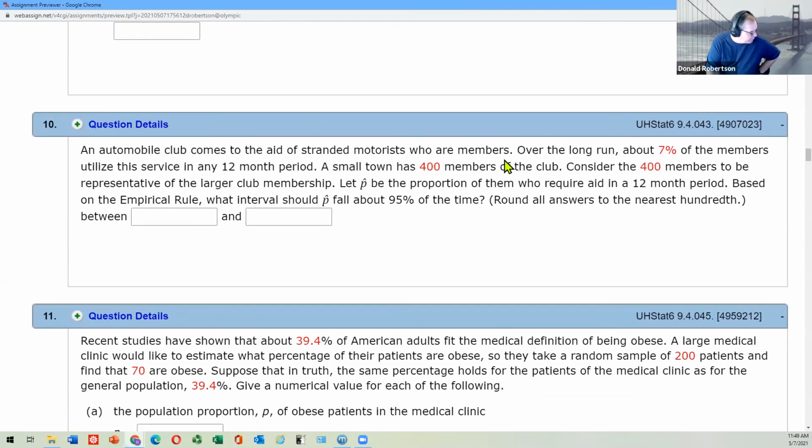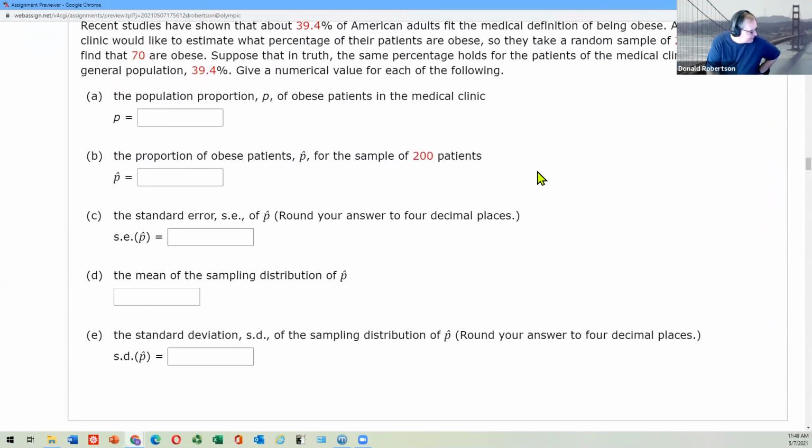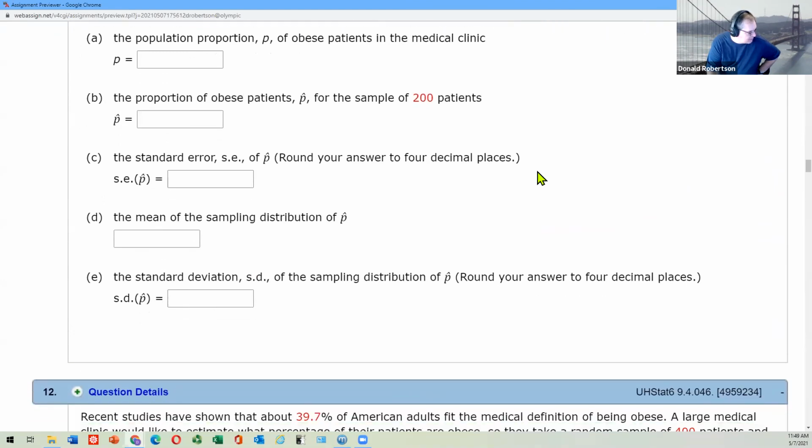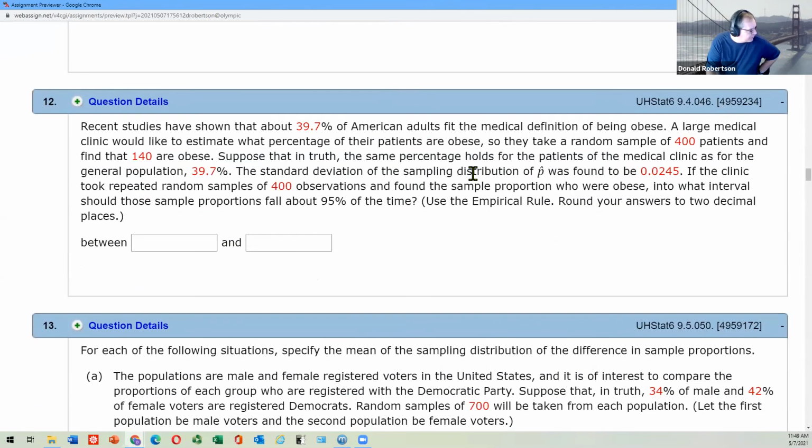And there's an automobile story again. Another standard error, another confidence interval one. And that's about as far as you can go.